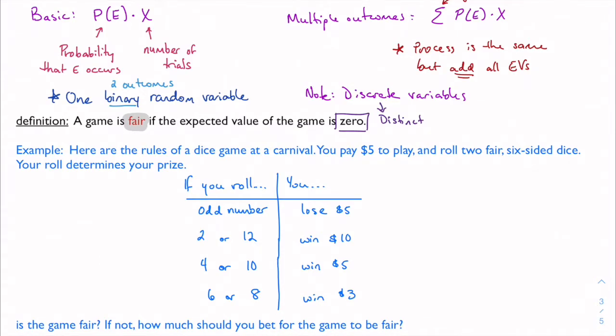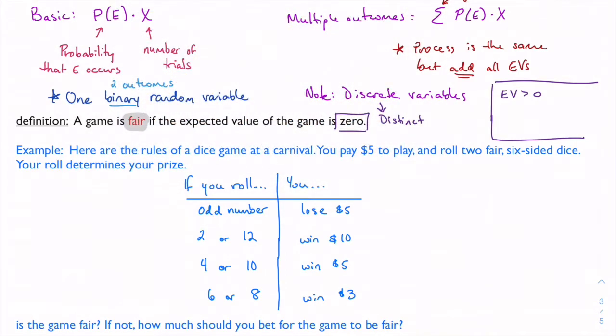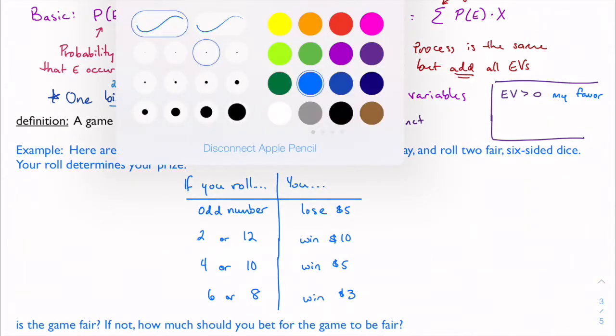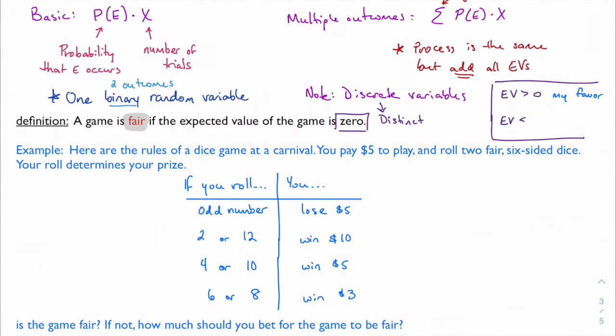Anything greater than 0 would say that my game is in my favor. Right, so maybe I'll put this off to the side here. If my expected value is greater than 0, I would say that this is in the player's favor. This is in my favor, because I can play over and over again, and if I were to carry this out over 100, 200, 300 experiments, events, trials, then I would still expect in the long run to come out with more money than I put down.